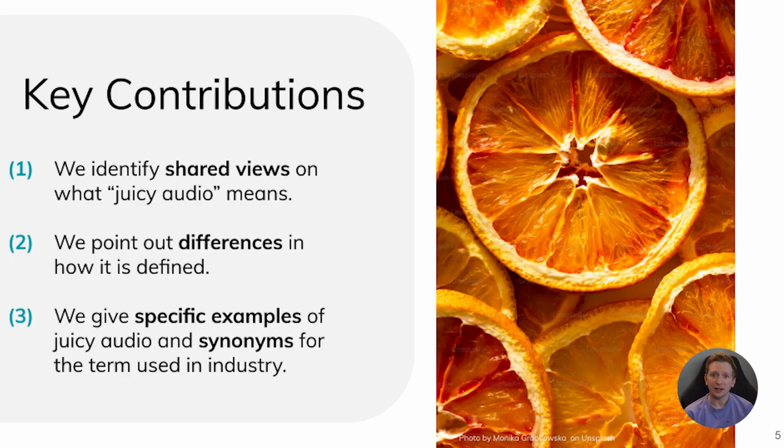The first one is that we share views on how designers construct juicy audio. Secondly, we point out differences in how juicy audio is constructed and understood among the industry. And thirdly, we give specific examples of juicy audio, as well as a list of synonyms that industry participants used to describe juiciness during our interviews.